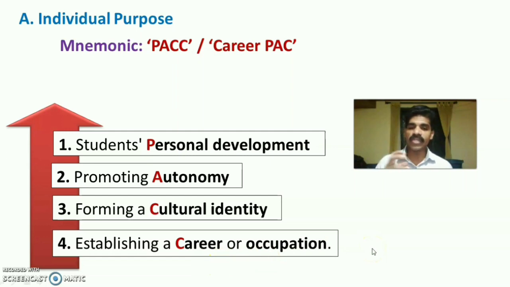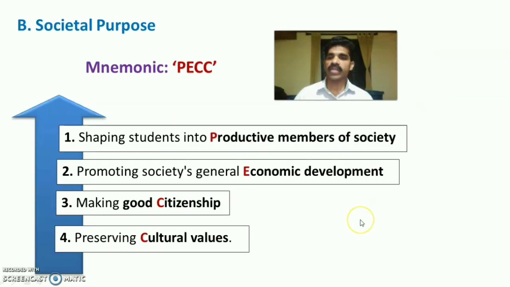So individual purpose of education will influence the students to have personality development. Then promotion of autonomy, that is liberty or freedom with knowledge, and formation of a cultural identity of a particular individual or student. Then providing for career development, occupational development or job development. These are the individual purposes of education. The second classification is societal purpose or social purpose.